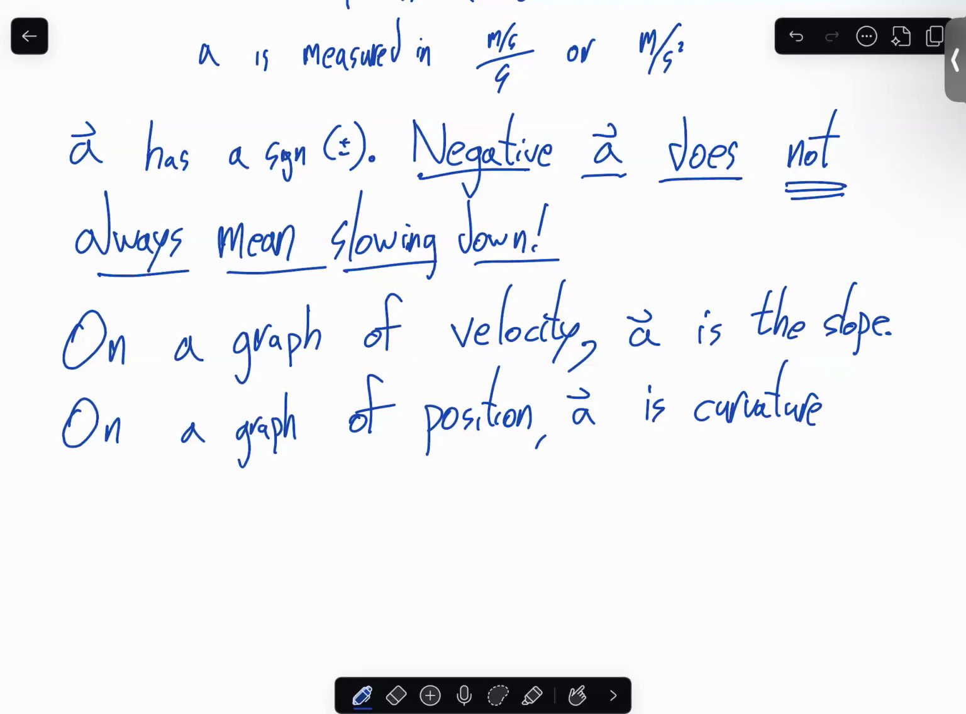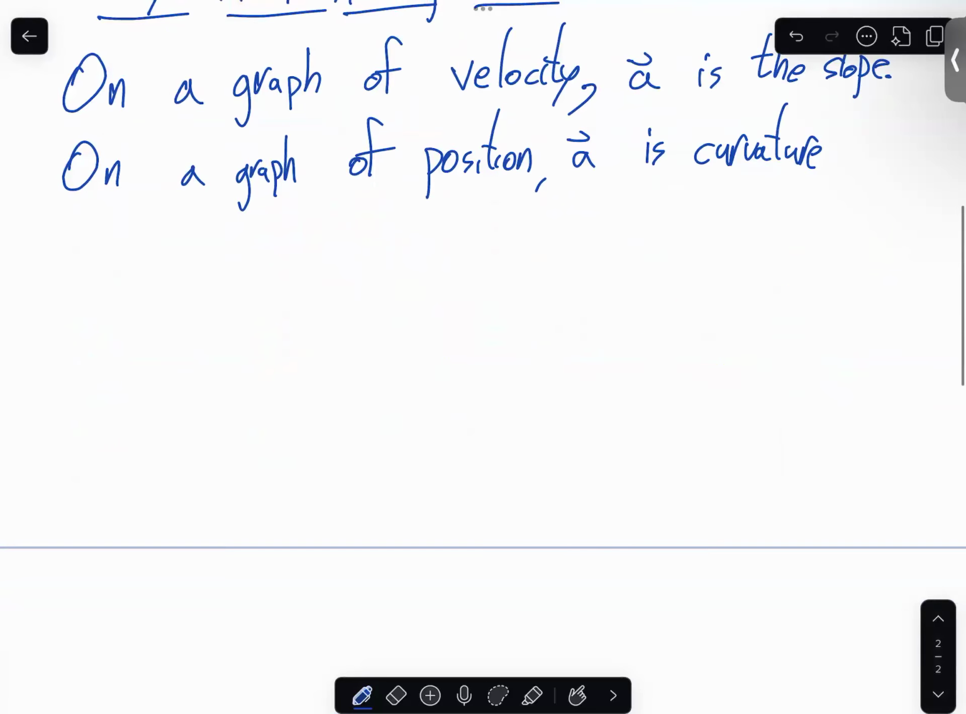Yay! Okay, so turn to your neighbors real fast and tell them three facts about acceleration. Real fast.